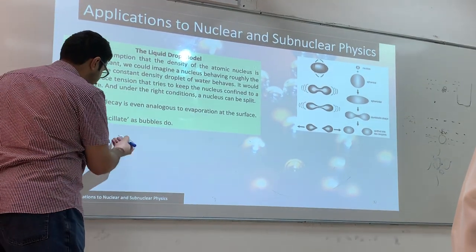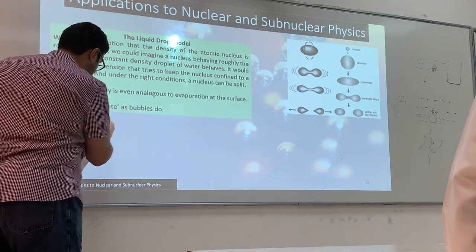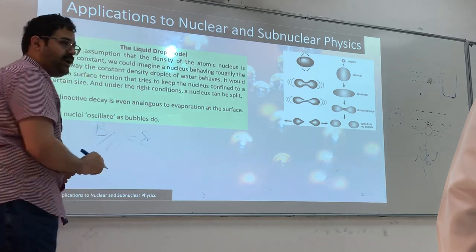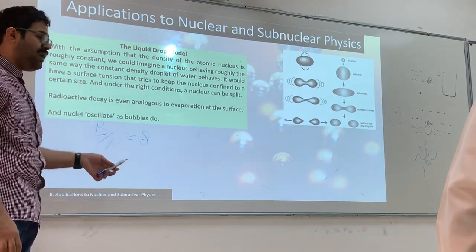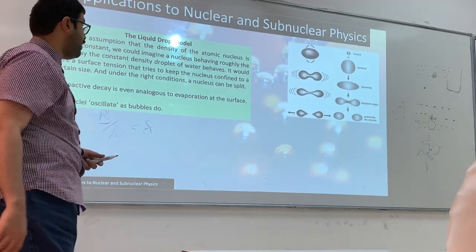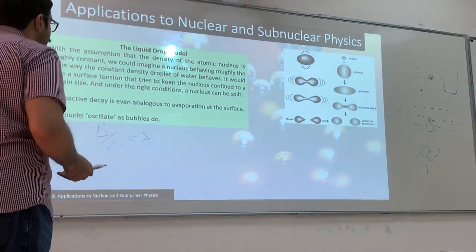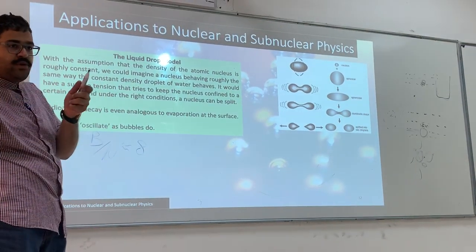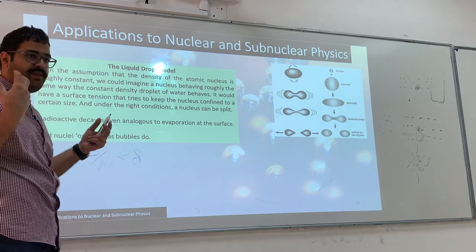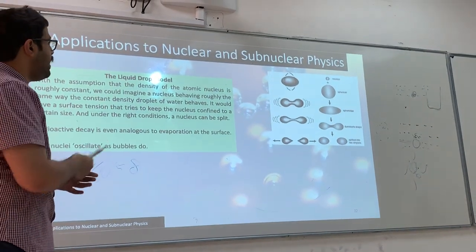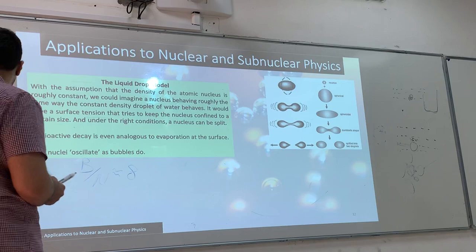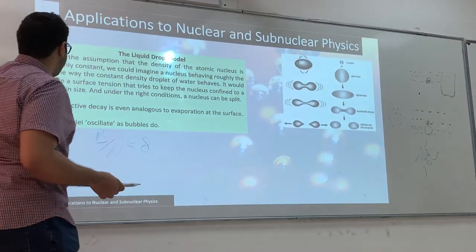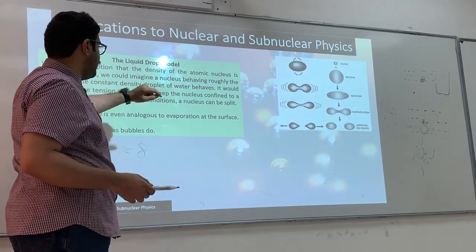We don't see the atomic nucleus as a collection of things, but we see that, for example, the binding energy per nucleon is almost 8 for all nuclei after maybe lithium or beryllium. So the binding energy is almost constant. We're trying to simulate a nuclear phenomenon with a classical phenomenon. So we're looking at nuclei as if they're liquid drops. We could imagine the nucleus behaving roughly the same way as a constant-density droplet of water behaves.